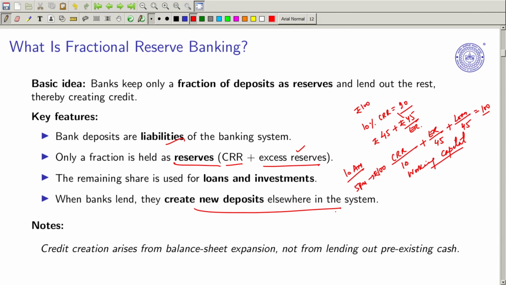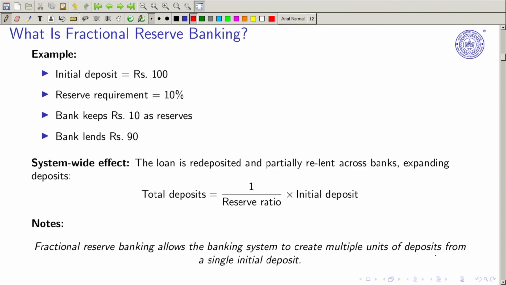So credit creation arises from balance sheet expansion and not from lending out pre-existing cash, right? This is also one important dimension. Now let's understand how fractional reserve banking works. Suppose the initial deposit is 100, the reserve requirement is 10%, so the bank keeps 10 rupees as reserves and lends 90 rupees. So what is the system-wide effect? Total deposits are 1 upon the reserve ratio, which is 10, into the initial deposit of 100, and you can see how much multiplier it creates and what its value is, right?